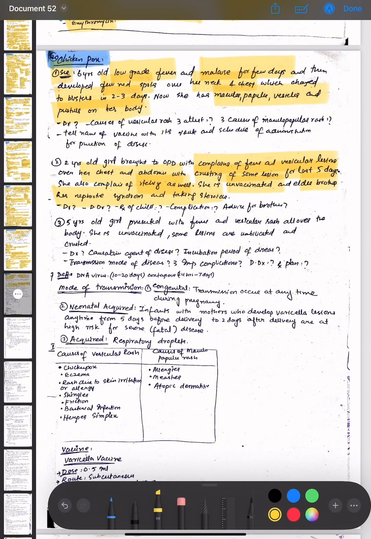Another scenario is that a 5 year old girl presented with fever and vesicular rash all over the body. She is unvaccinated. Some lesions are umbilicated and crusted.